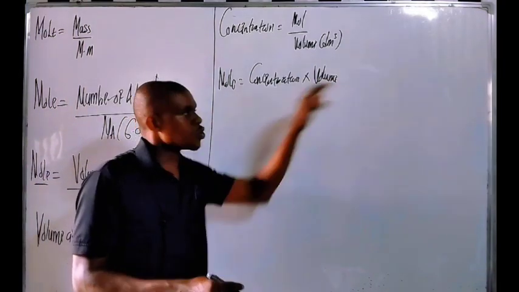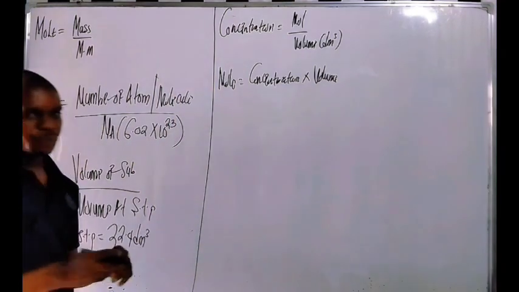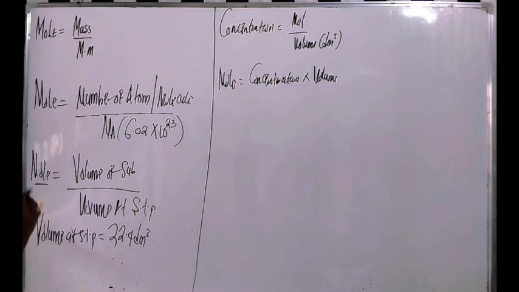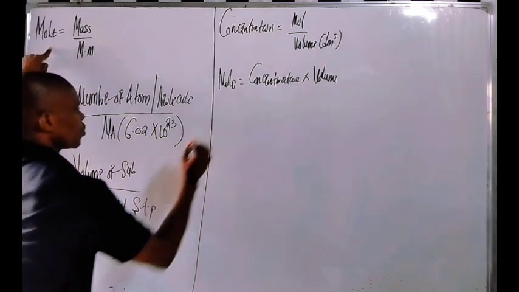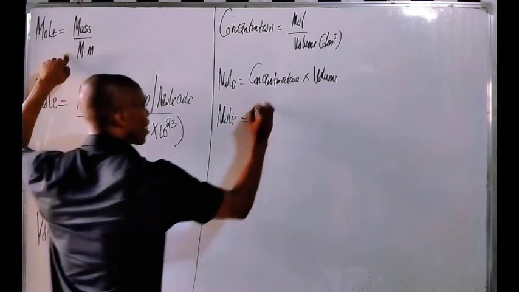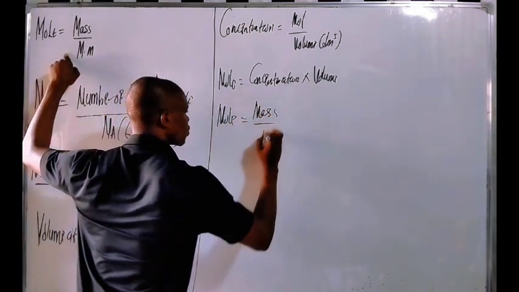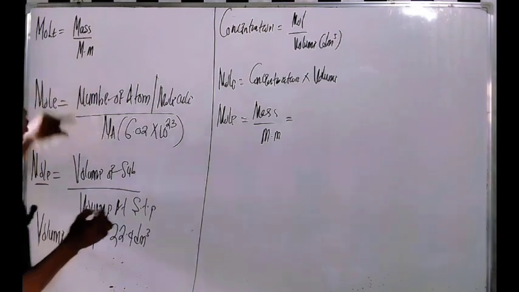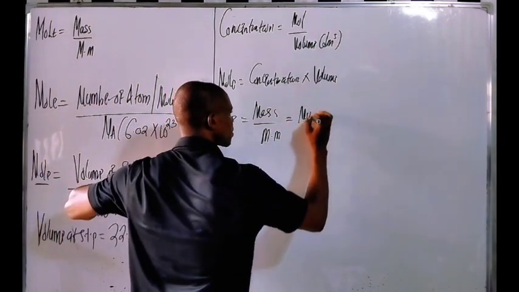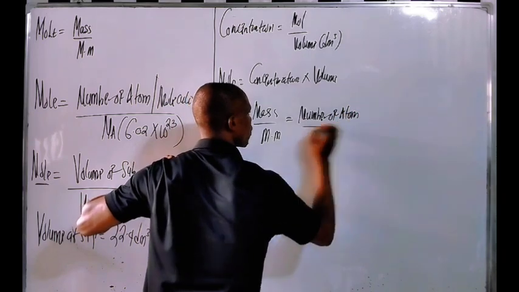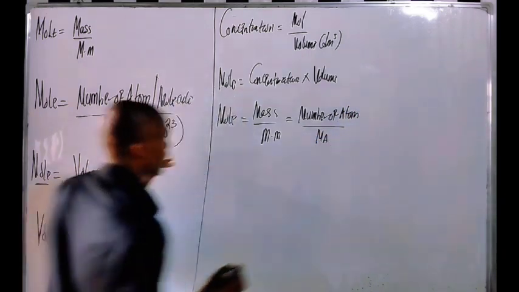Do you see that? So that is the key formula we can make use of. But understand that you can equate everything here. We can just say mole equals mass over molar mass, equals number of atoms over Na. Can you see that?